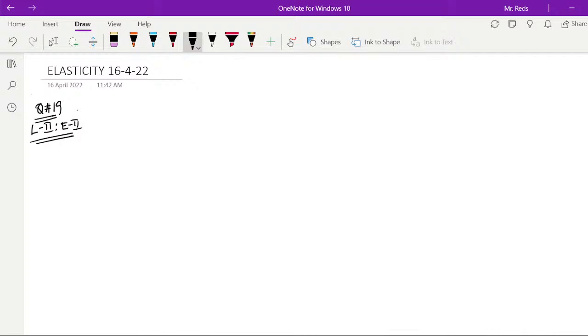So the question is: a wire of length L and cross-section area A is suspended at one end from a ceiling. The strain energy due to its own weight, if its Young's modulus is Y and density is D, is, within brackets, it is given that small g is equal to acceleration due to gravity.